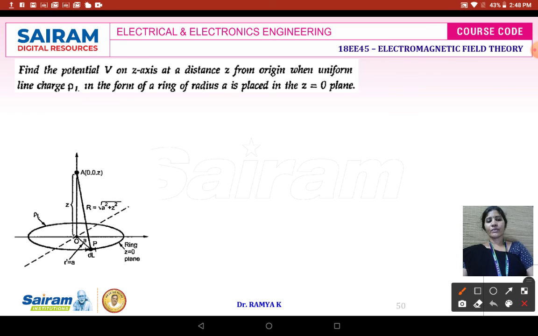This is the point where we want to identify the value of potential, and we have a line charge density in the form of a ring shaped conductor. Therefore, it comes under the circular coordinate system. Assume a differential elemental length dl. In the circular coordinate system, if you assume a differential elemental length, it is going to vary all along this phi axis. So we will get dl is equal to rho into d phi.